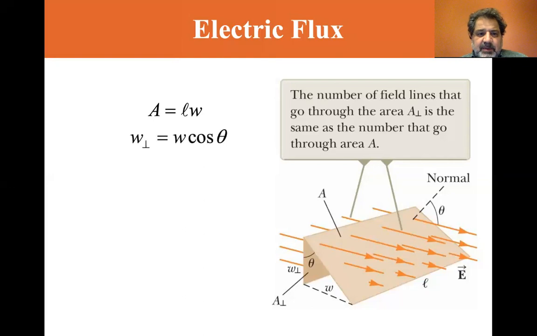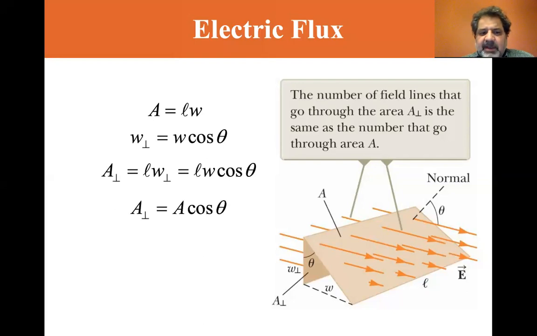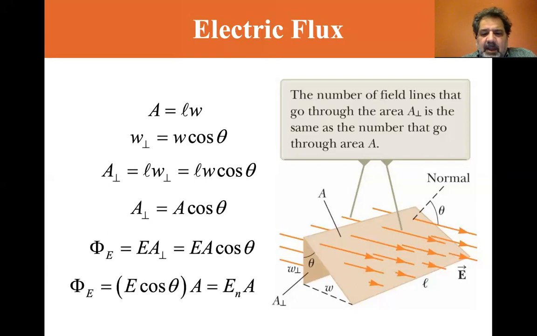A equals LW, W perpendicular is W cosine theta, so LW cosine theta, where LW is the area, so the area perpendicular is A cosine theta. It's the area times cosine theta, so it's reduced by a cosine theta term. The flux is EA perpendicular, which is EA cosine theta, and for that last one, it's the normal component of the electric field through the area. And again, I don't particularly care for that definition, but that's okay.